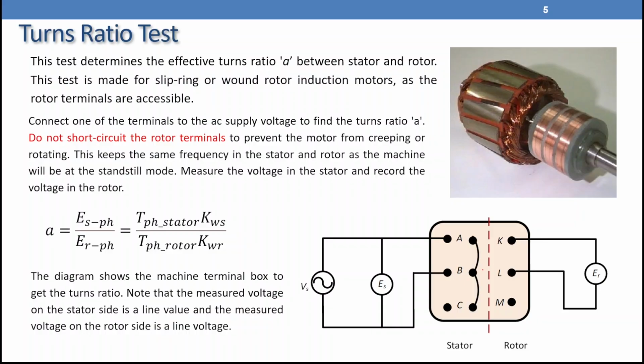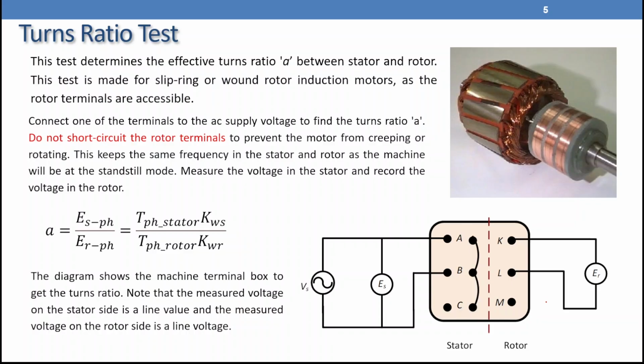So we are going to apply this test, but if you notice here, I apply that one between two lines, so you need to convert that one to a phase value, and that one will be internally connected to the star. So we are going to find E stator phase to E rotor phase. I know that one will be over root 3 and that one will be over root 3, so root 3 will be cancelled from the numerator and denominator, but the equation is phase value to phase value. Once we measured that one on this side and we measured that one on this side, we will know what the turns ratio is.